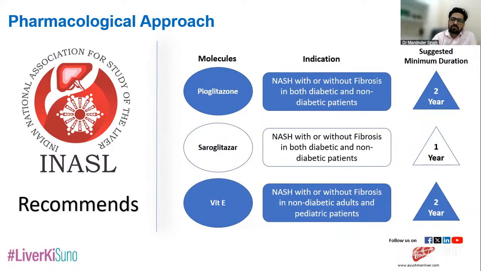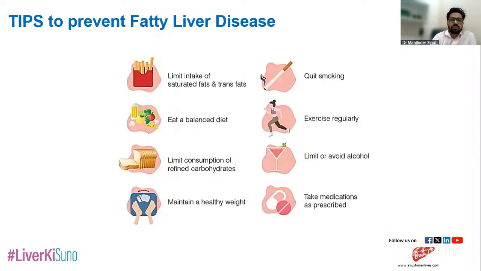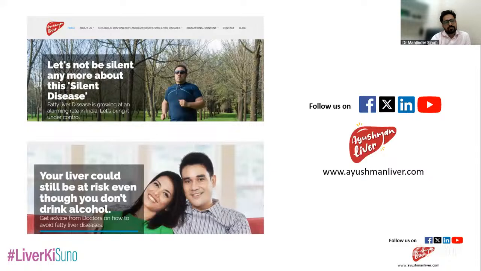So the suggested duration of treatment is listed here. Pioglitazone needs to be given for at least 2 years. Similarly, saroglitazar for at least a year, and vitamin E over a period of 2 years. So diet-wise, again, limit your saturated fats, avoid processed foods and refined carbohydrates, quit smoking, limit your alcohol, exercise regularly, take medications where required. Thank you.